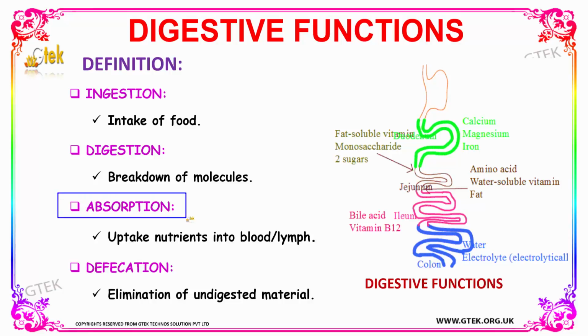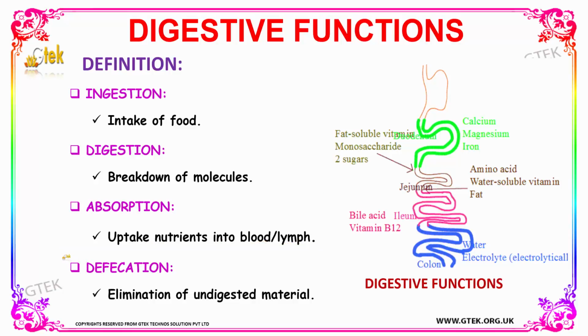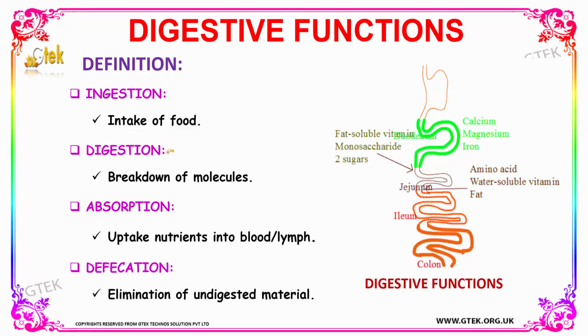So absorption is your third stage, and absorption will take up the nutrients into the blood and lymph. And next we have defecation, that is, elimination of undigested material. So this is the final process. So this is how digestion takes place in a human body: ingestion, digestion, absorption and defecation.